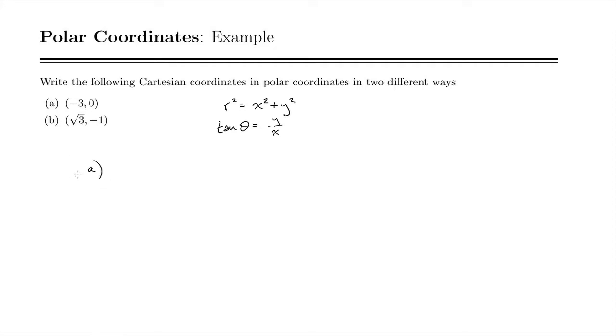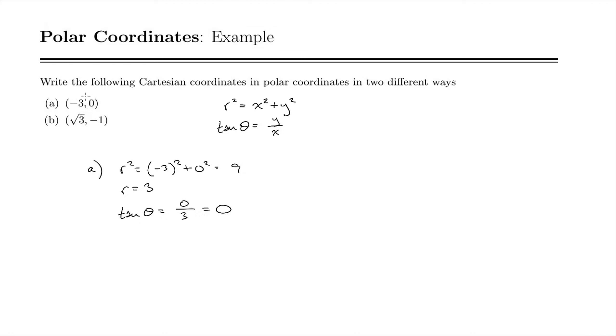We have x is -3, y is 0. So r squared equals -3 squared plus 0 squared. That's 9. So we can let r equal 3. And then we have tangent of theta is equal to y over x. So that's 0 over 3. So that's 0. And so, of course, tangent of theta is equal to 0 in lots of different places.